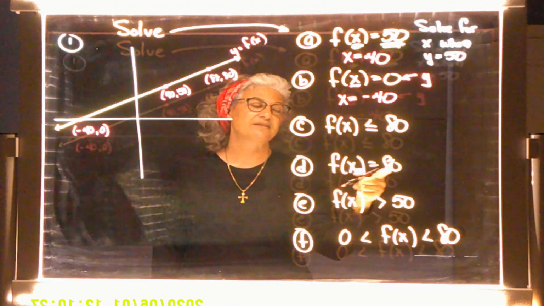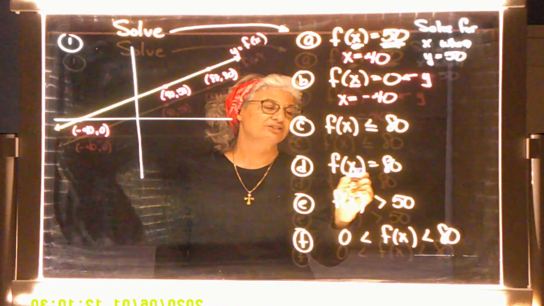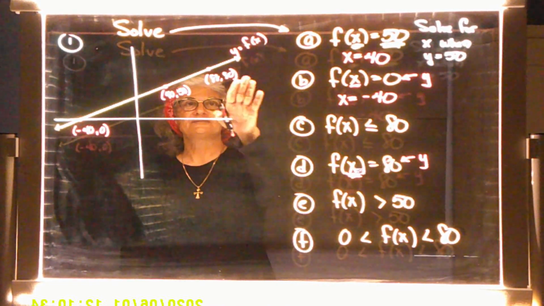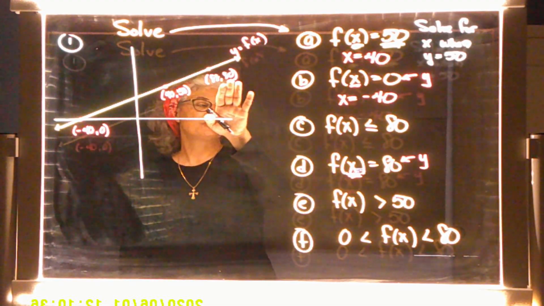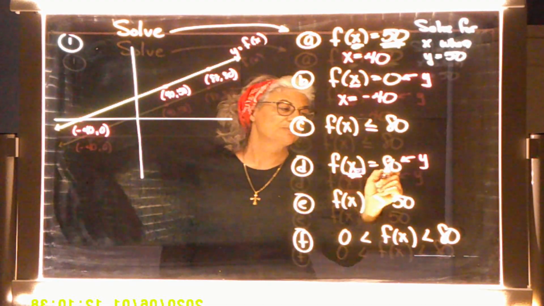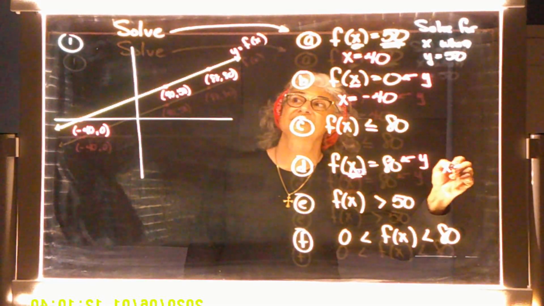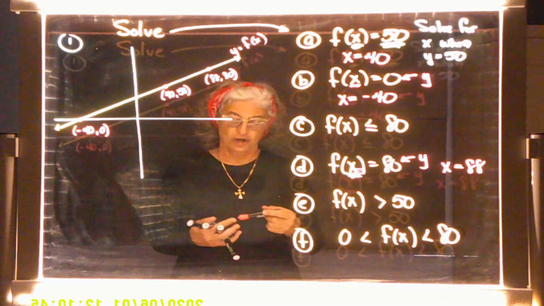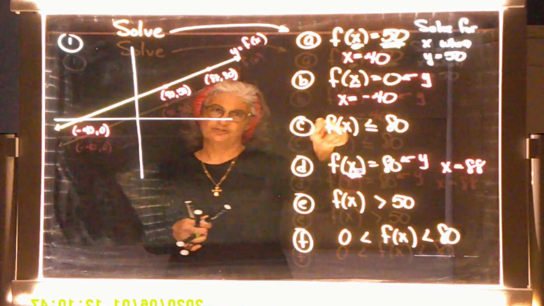Part D says f of x equals 80. So again, I don't know the x, so this must be the y. So if I take a look, this is the point where y is 80, which means in this case, x is equal to 88, isn't it? All right, now let me backtrack to part C.